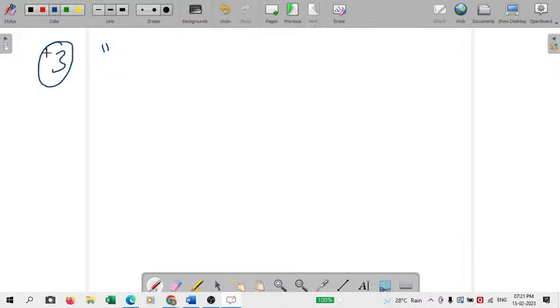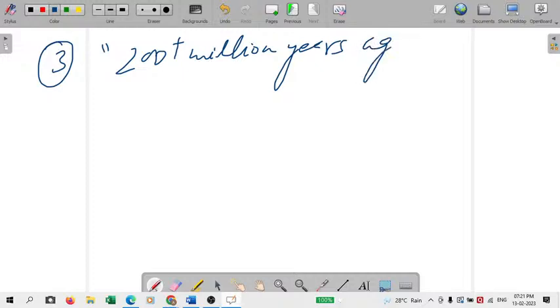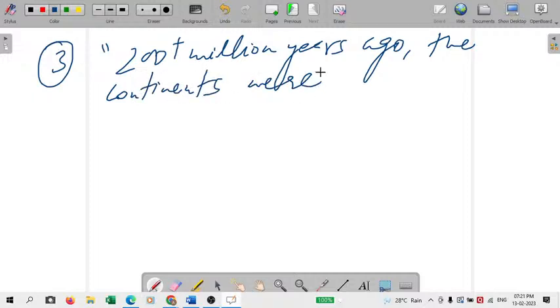Now the third argument which was put forth by Alfred Wegener was that, which you've seen in the last class also, that 200 plus million years ago, the continents were bound together.